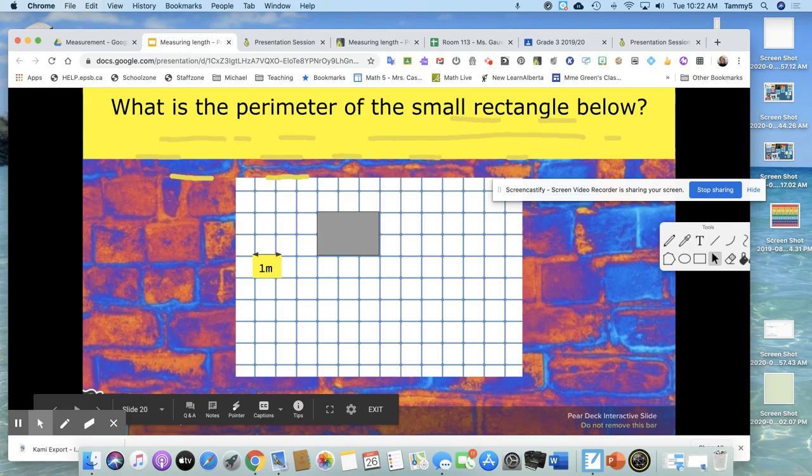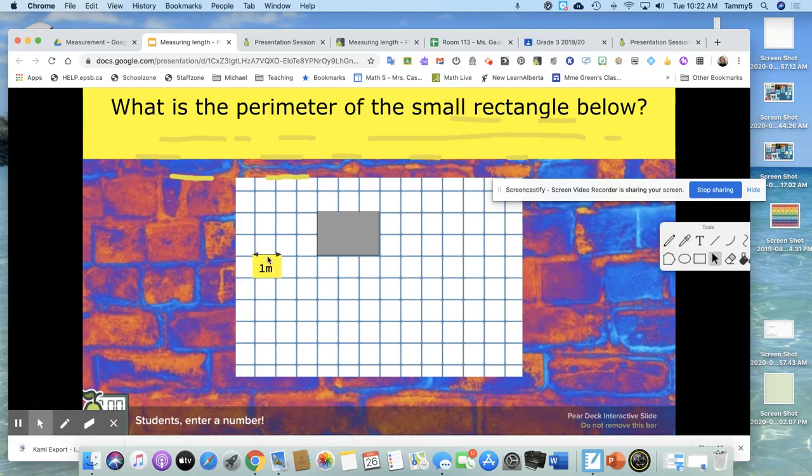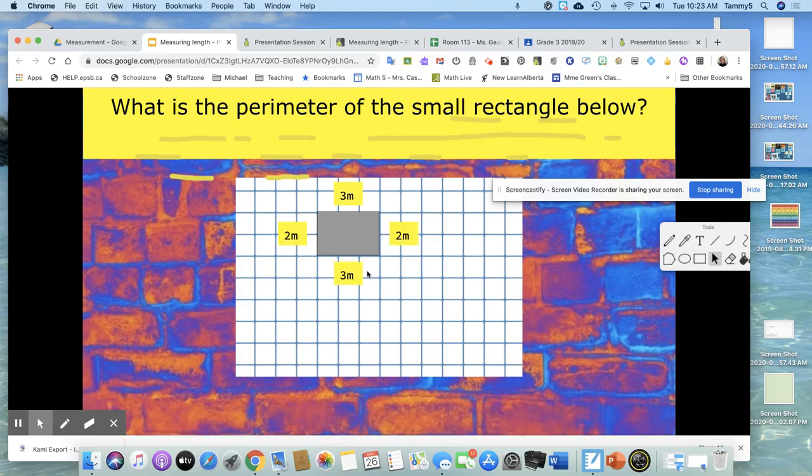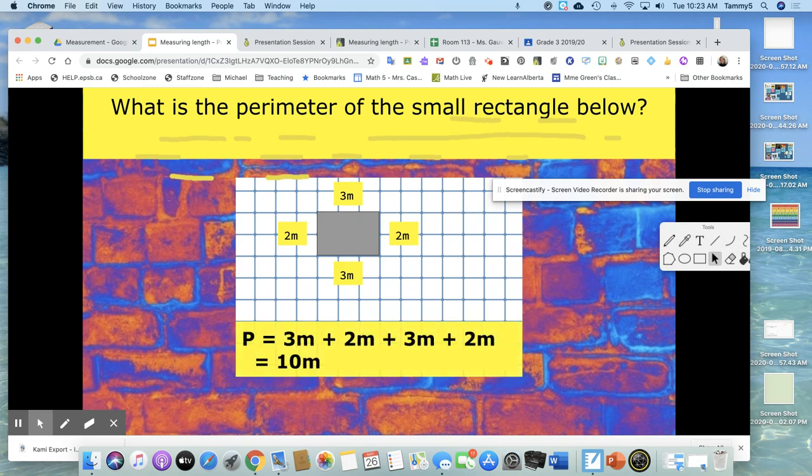All right, now we're on to perimeter. What is the perimeter of the small rectangle below? So here I show you that the scale is that one of these units is equal to 1 meter. Okay, so we would find out the dimensions of this rectangle first. The width of the rectangle is 2 meters, and the length of the rectangle is 1, 2, 3 meters. And so all we have to do is just add up these 4 sides to find the perimeter. So the perimeter, or P, is equal to 3 plus 2 plus 3 plus 2, which is equal to 10 meters.